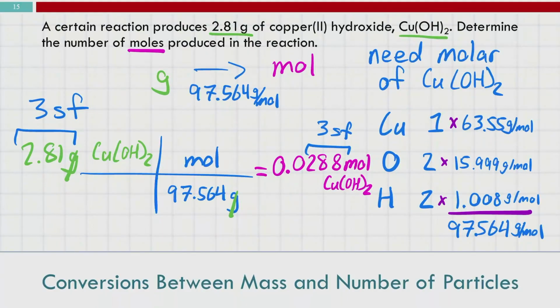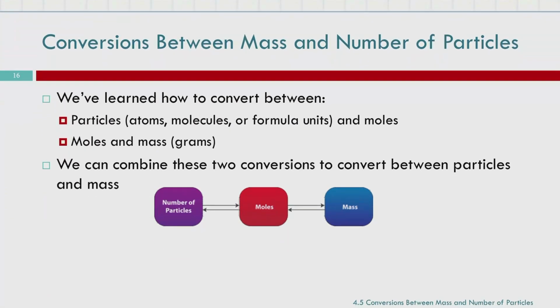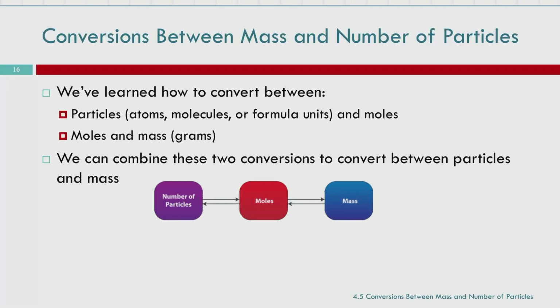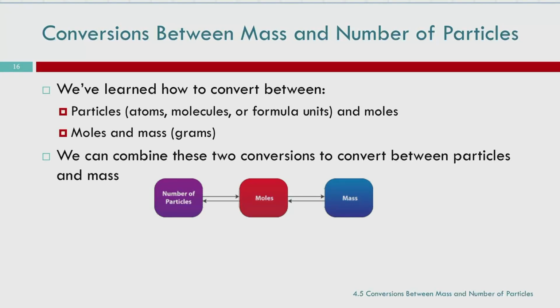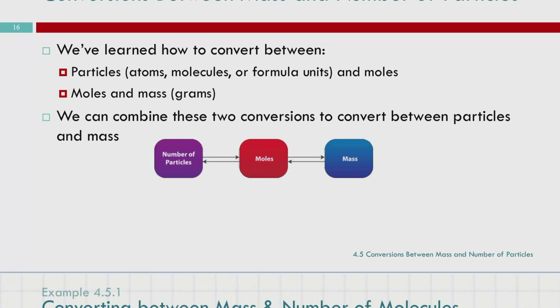All right, we can combine this with our Avogadro's number to add another step, to make things a little bit more interesting, a little bit more applicable perhaps. So we've learned how to convert between particles and moles, singular units and moles. That's like our dozen to one conversion. And we've also learned our conversion between moles and mass, so we can combine those together.